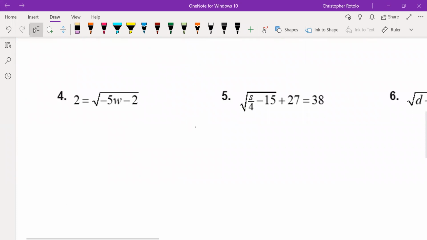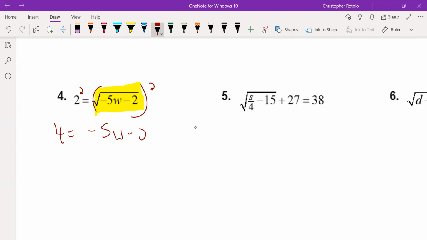So my second layer here, we just have a couple of extra things going on. But nothing is going to be different. Remember, the goal is I want to look for the square root, make sure that is by itself. And it is, so that means we're ready to square both sides. So 4 equals negative 5w minus 2. Add that 2 over. So negative 5w equals 6.